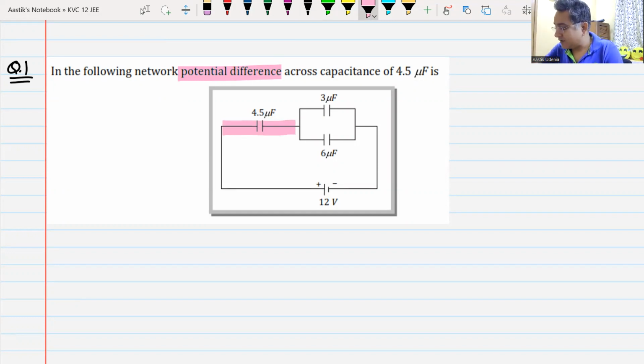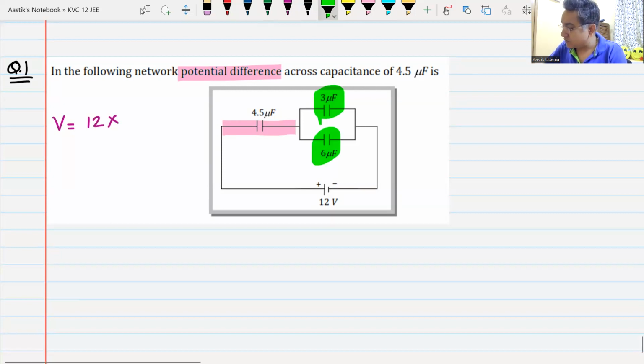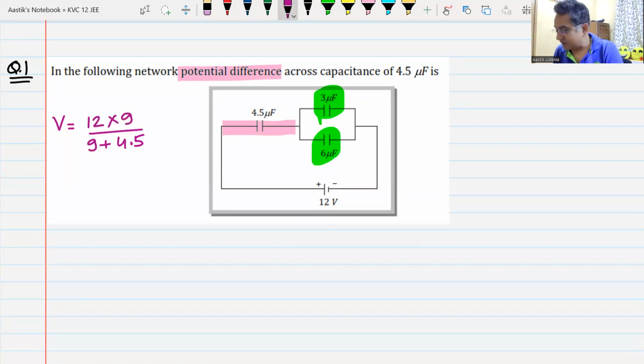Now, how will I find the potential difference across this? To find it, the potential is divided in inverse ratio. Total potential is 12 volt multiplied by the capacitance of this, which is 9. So 12 into 9 divided by the total capacitance 9 plus 4.5, and you can easily solve this. The answer would be 8 volt.